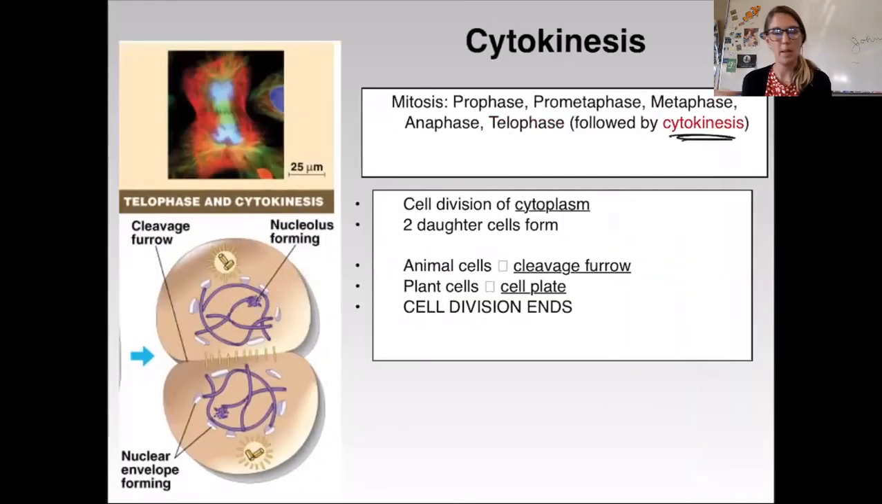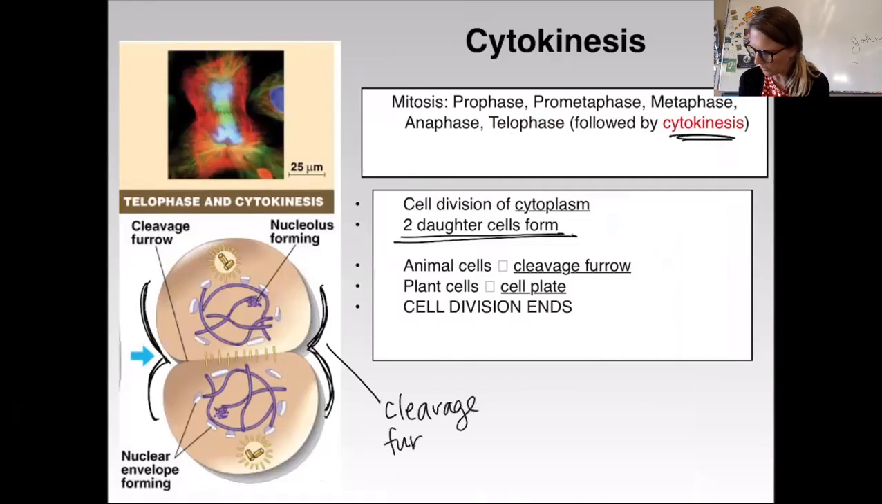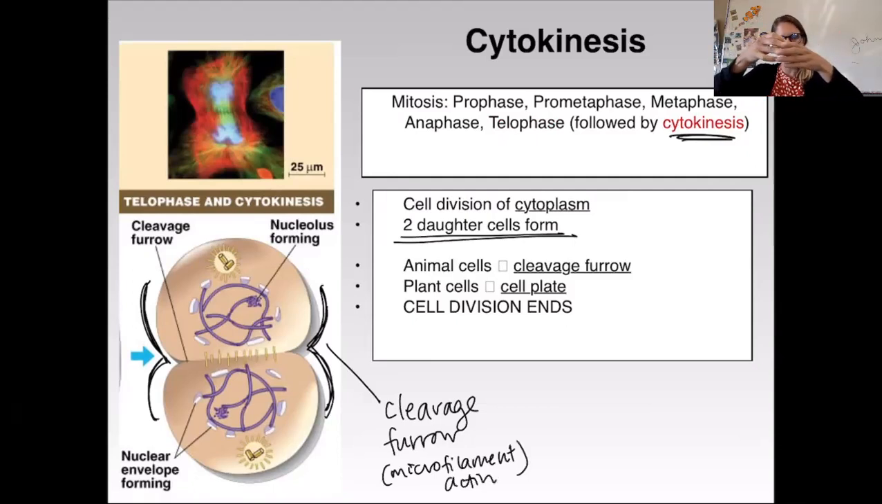Cytokinesis, however, is often clumped in with mitosis. So it follows mitosis. And this is where you get the division of the cytoplasm, and you literally get the formation of two daughter cells here, right? In animals, this kind of structure where you get the two cells kind of pinching in animal cells, that's called a cleavage furrow. And the way that works is actually through microfilaments or actin, right? That's how that kind of cinches together.